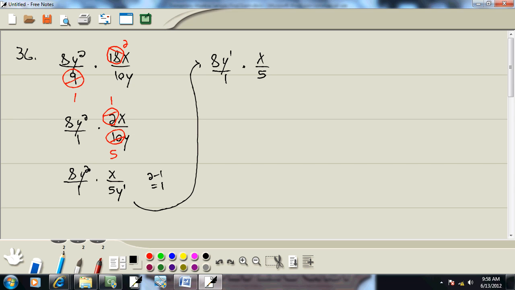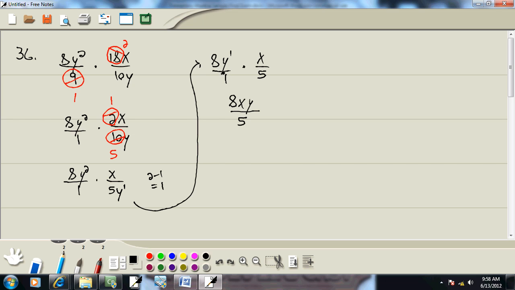So again, let me go over that. We subtract the smaller exponent from the larger one. 2 minus 1 is 1. And we have y to that power where the larger exponent was, which was up on top. Now at this point, there's nothing else I can simplify, so I'll just multiply straight across. 8y times x, I'll put it in alphabetical order, 8xy. And 1 times 5 gives us 5.